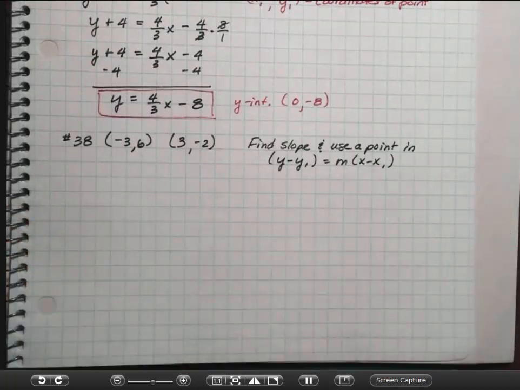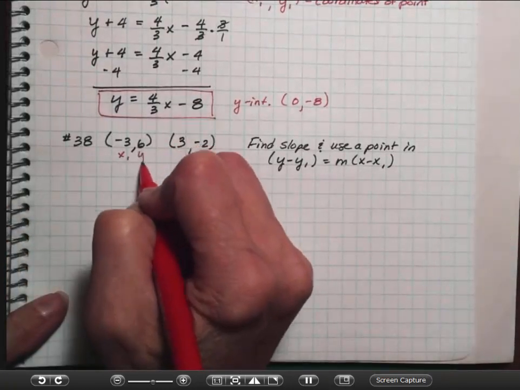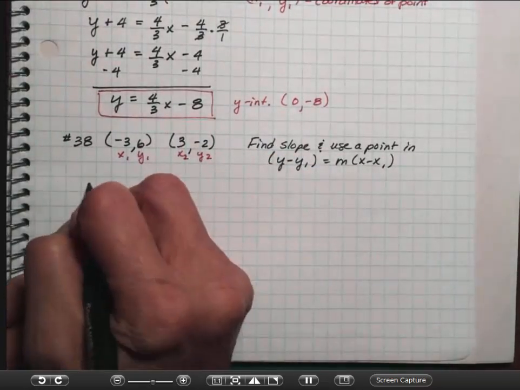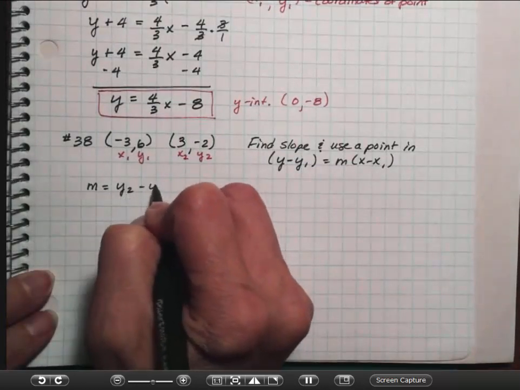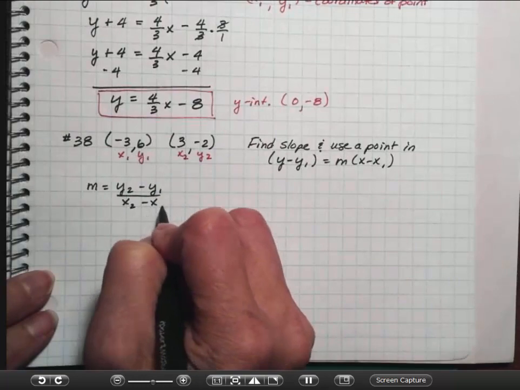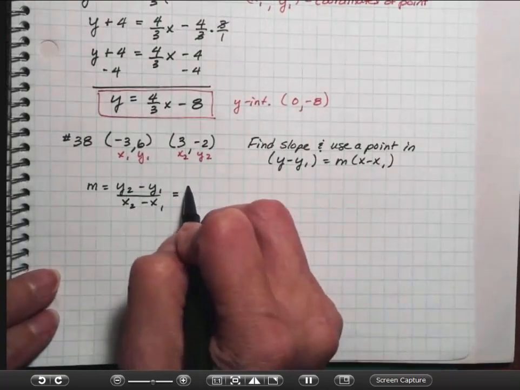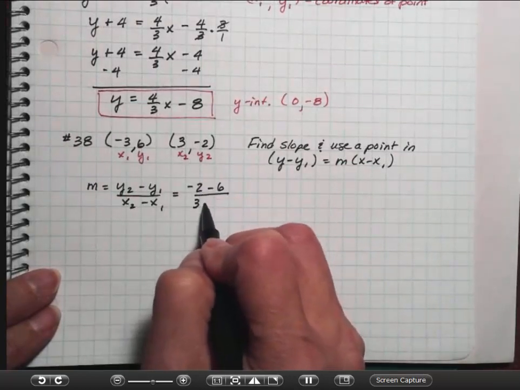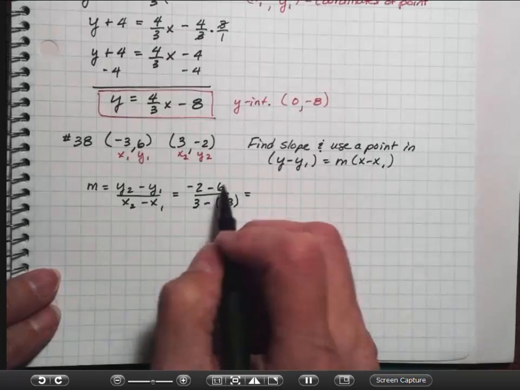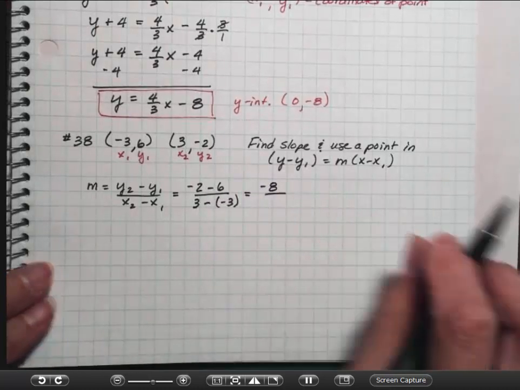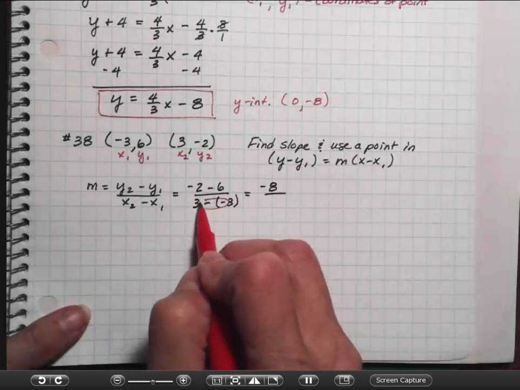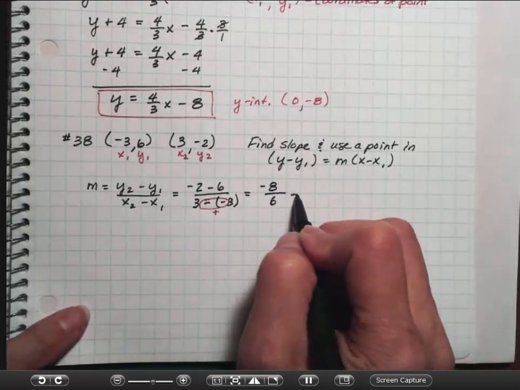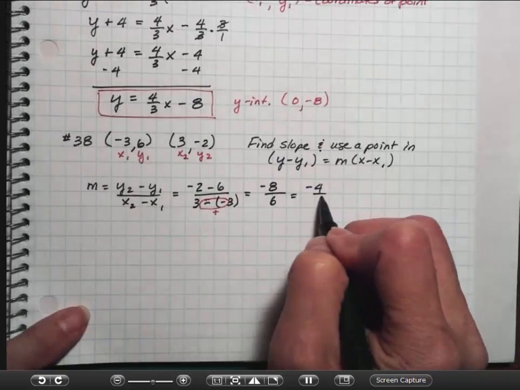I'm going to go ahead and label these as x sub 1, y sub 1, x sub 2, y sub 2. I'm going to use my slope formula. So m equals y sub 2 minus y sub 1 over x sub 2 minus x sub 1. I'm going to plug in negative 2 for y sub 2 minus 6 over 3 minus a negative 3. I end up then with negative 8 over, this becomes a plus, so negative 8 over 6. Reducing this gives me negative 4/3.